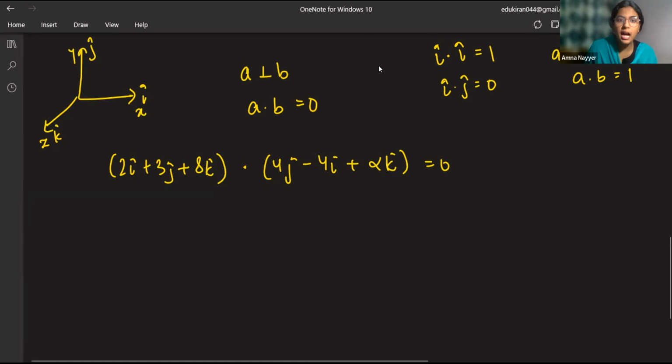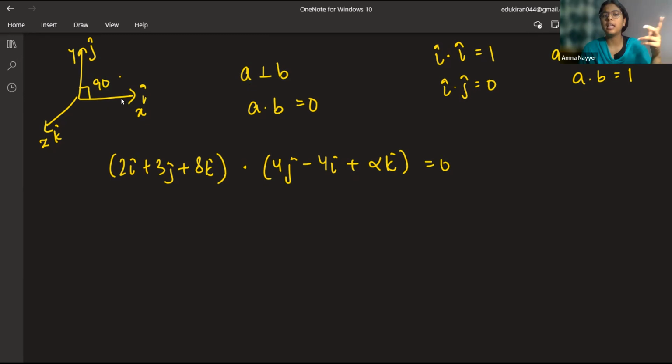And when I say i dot j, that is the perpendicular one. You can see they are making an angle of 90 degrees, all the three axes. So i dot j is 0. So if two vectors are perpendicular, their dot product will also be 0. A is perpendicular to B means the same as i is perpendicular to j. So since i cap dot j cap is 0, A dot B will also be 0.